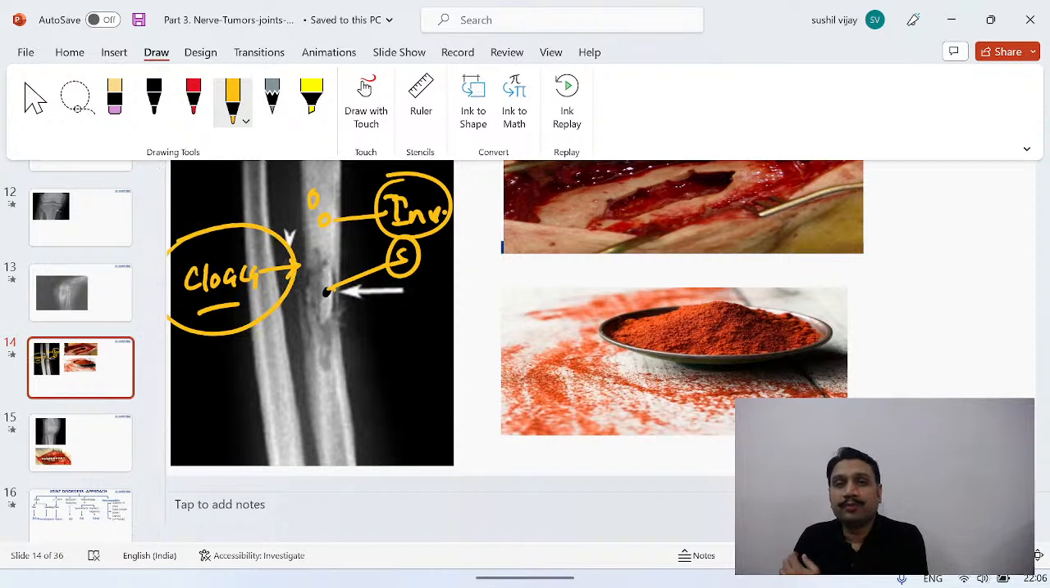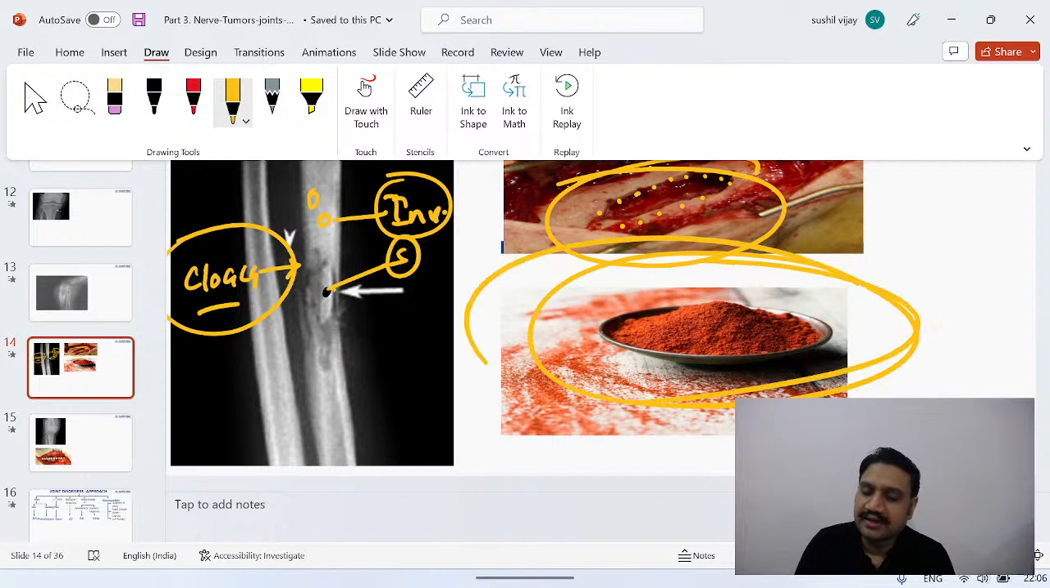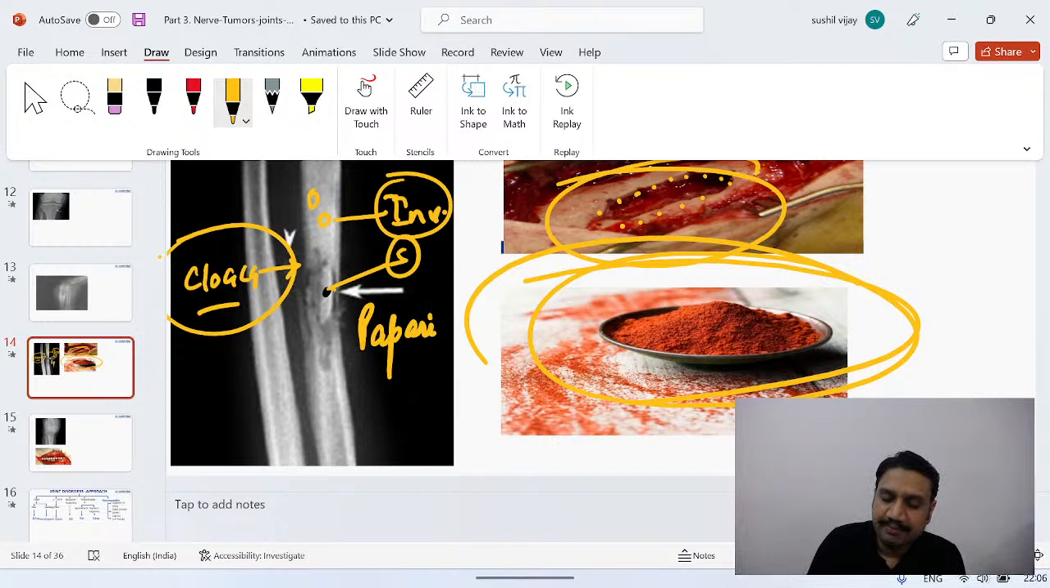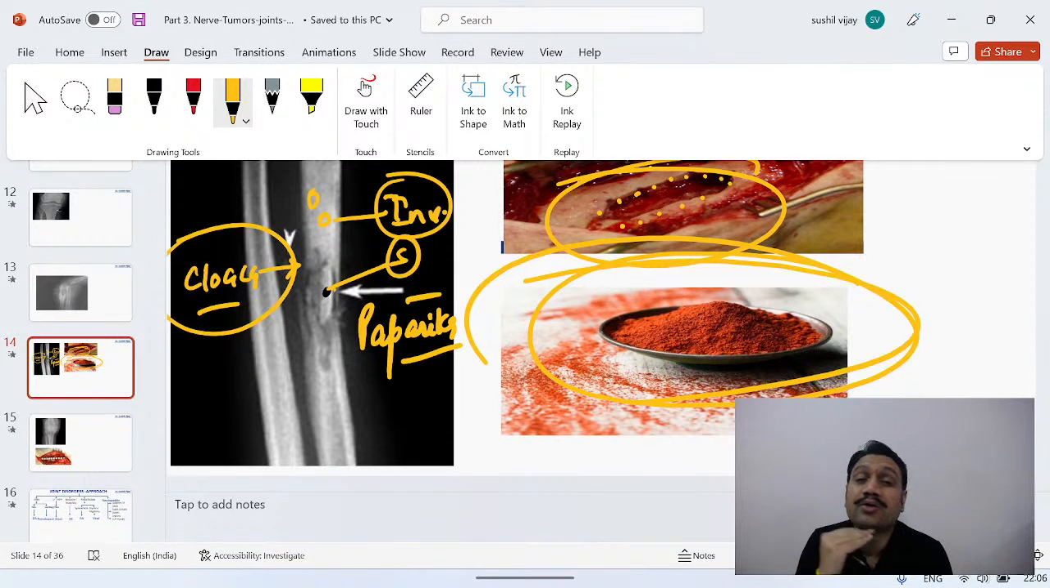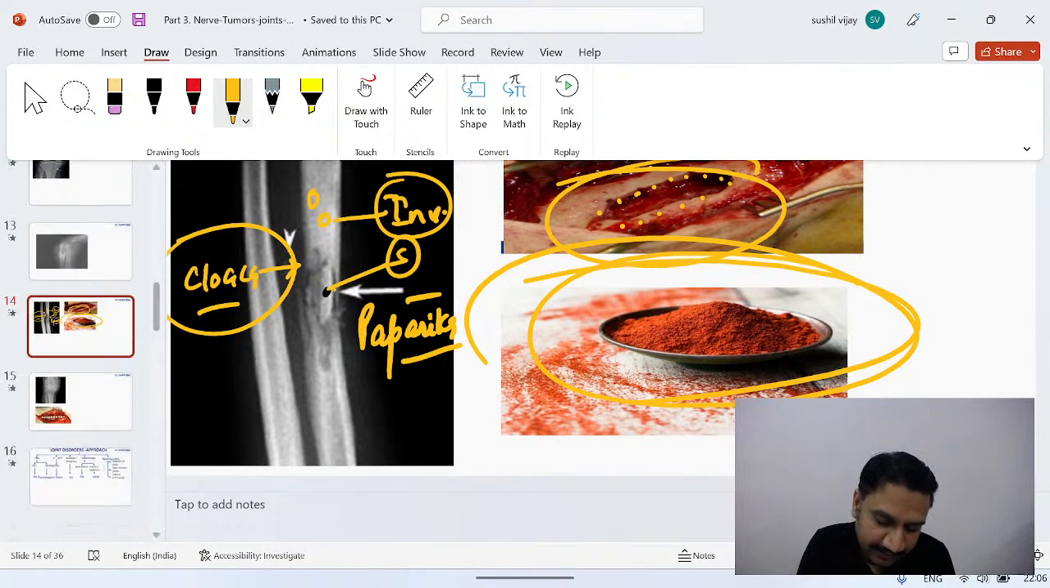When you remove all this dead material and keep scratching the bone, it will show you multiple bleeding points. Multiple bleeding points is what you call the paprika sign. Paprika, P-A-P-A-R-I-K-A. The paprika sign is a hallmark for chronic osteomyelitis. Please remember that.